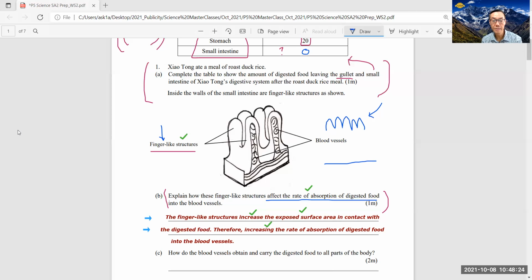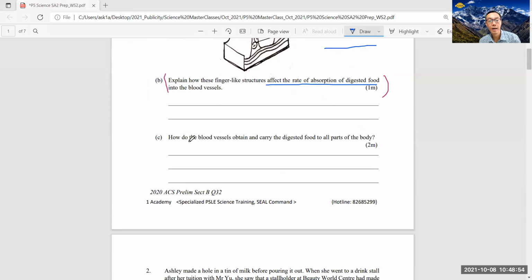Okay, next question. Can proceed to the next one. How do the blood vessels obtain and carry the digested food to all parts of the body? This one is a 2 mark question. This one is a describe. Although the word describe is not there, you are supposed to explain how the blood vessels obtain and carry the digested food to all parts of the body.